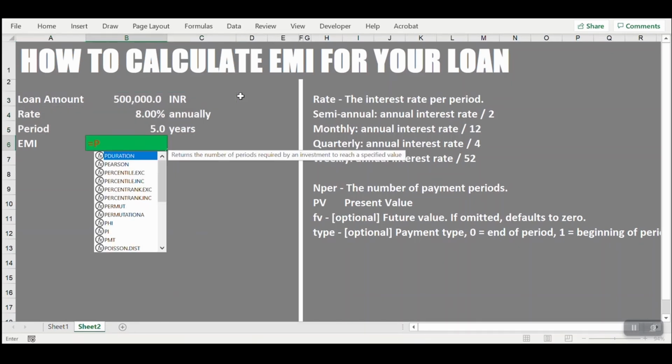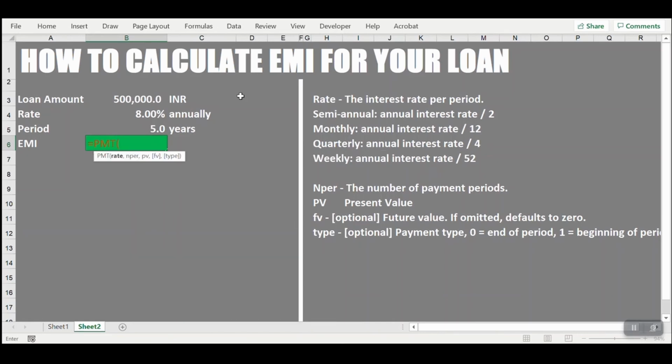So the formula that you have to use is PMT. But remember that whenever you're putting your rate of interest or the period of the loan, you have to convert them from year to month. Or if it is quarterly, then you'll have to convert quarterly numbers into monthly numbers. So do remember that it takes monthly information.